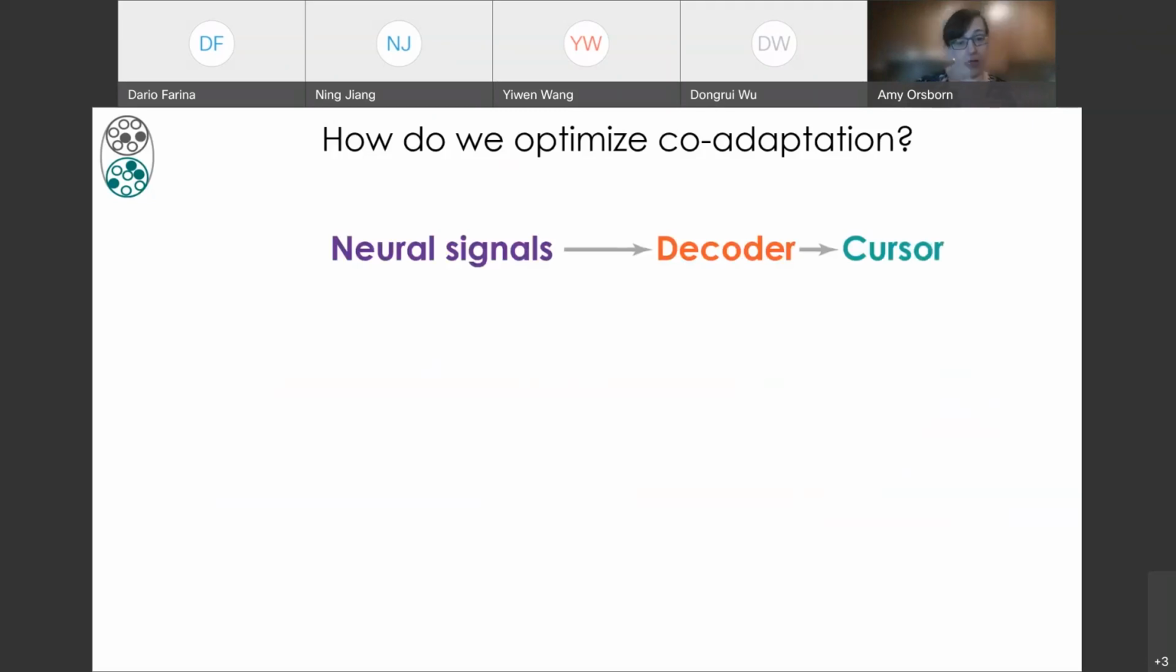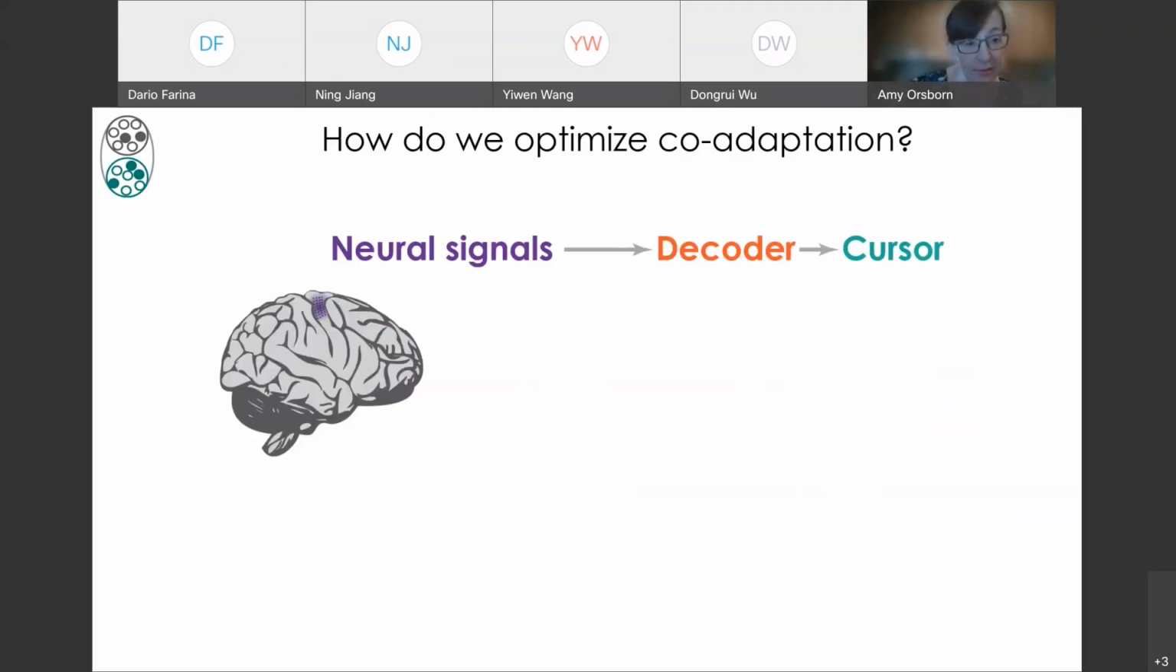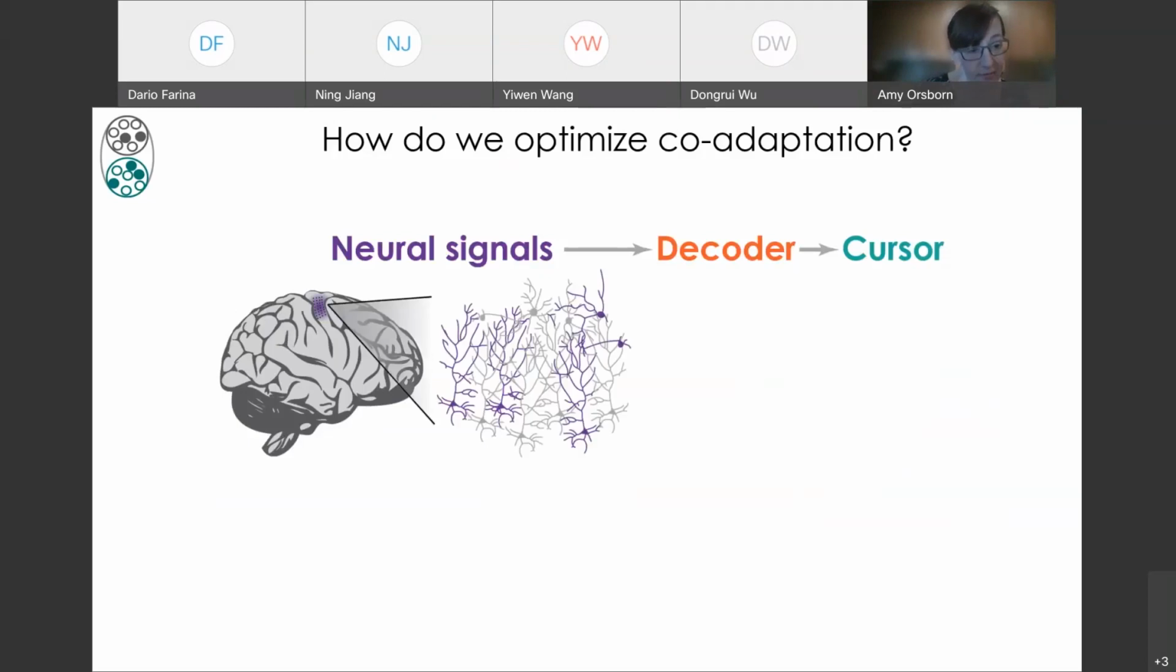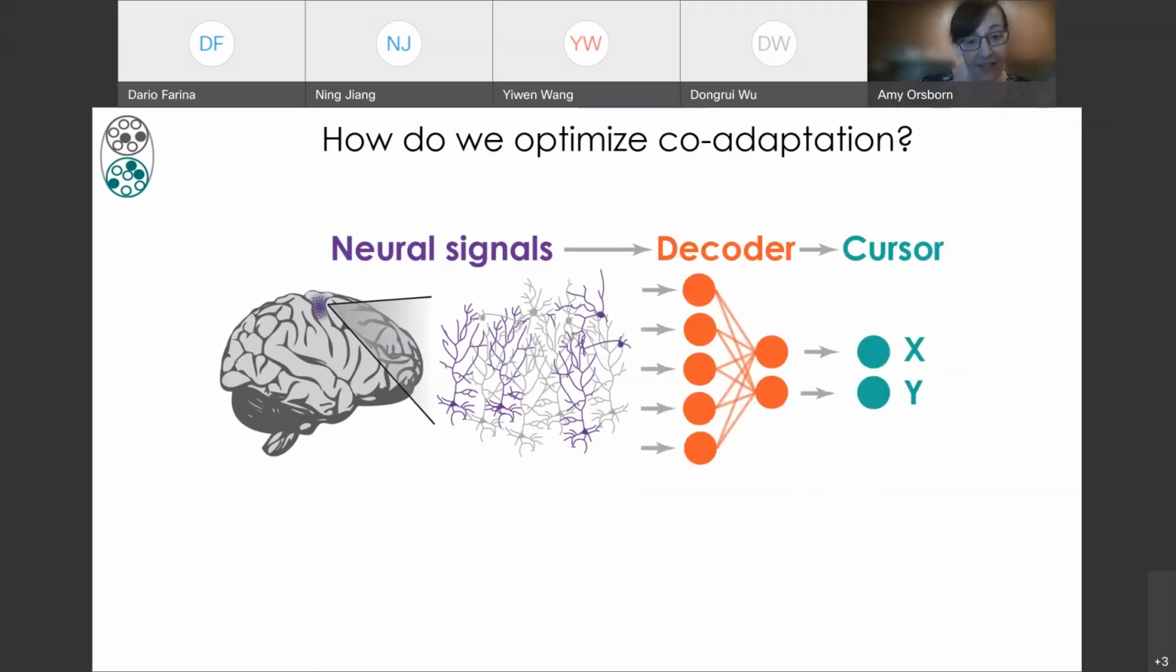In a BCI in general, we're mapping neural activity to cursor positions, but there are actually a lot of transformations happening in between. We have a brain, and we're putting electrodes in one of the many possible motor areas, like primary motor cortex. Of the millions of neurons in motor cortex, the electrodes are picking up the activity of just a small subset, the purple ones that I've highlighted there. And then the activity of those neurons is mapped through the decoder to control the cursor movement.